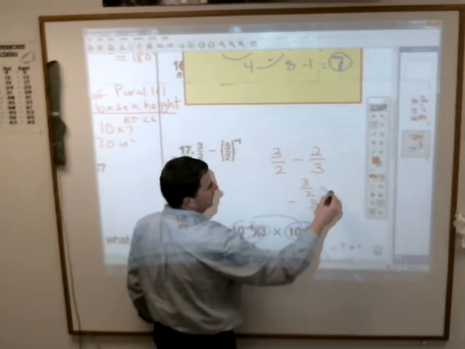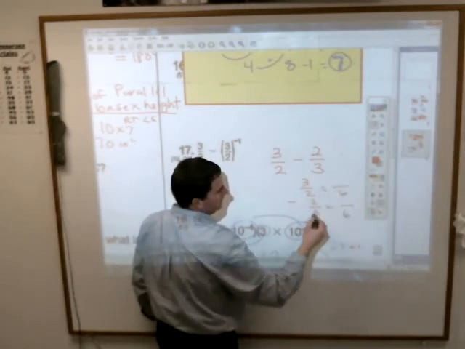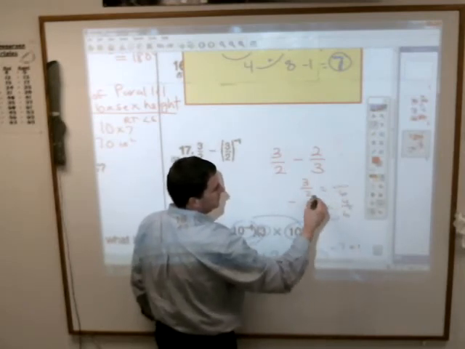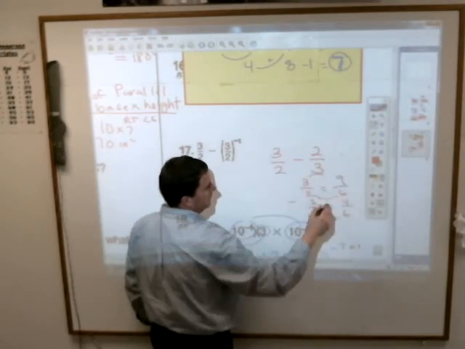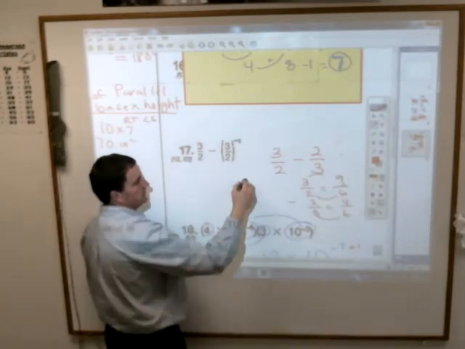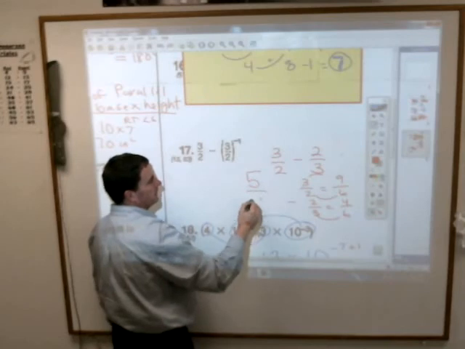Common denominator of 6. This times 2, that times 2, this times 3, that times 3. 9/6 minus 4/6 is 5/6.